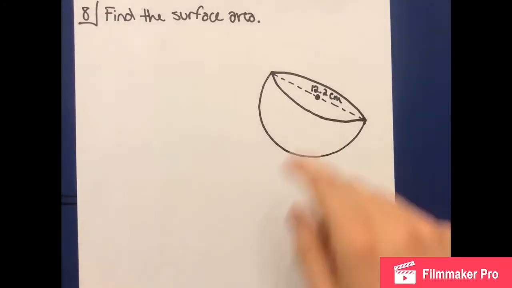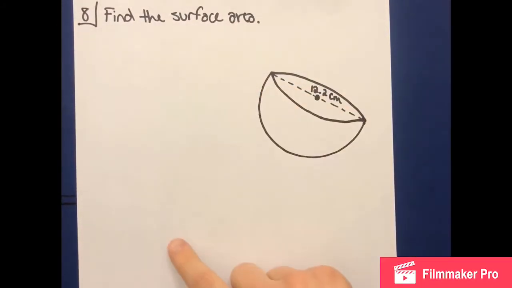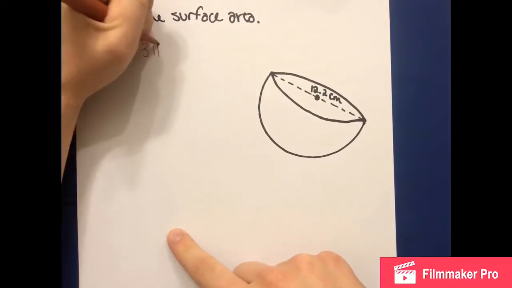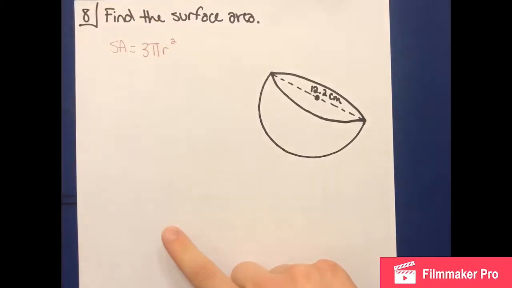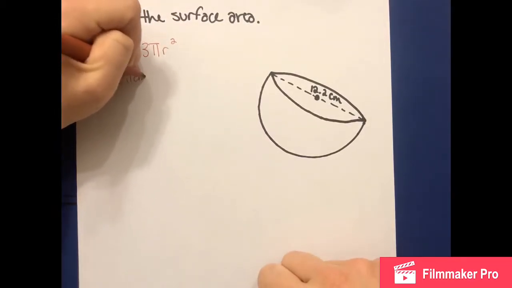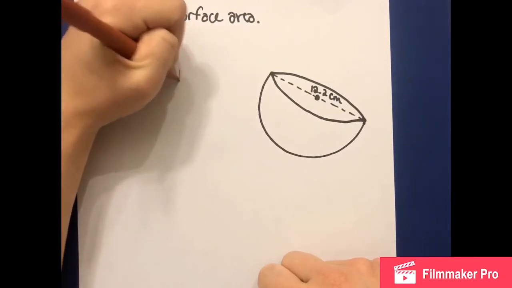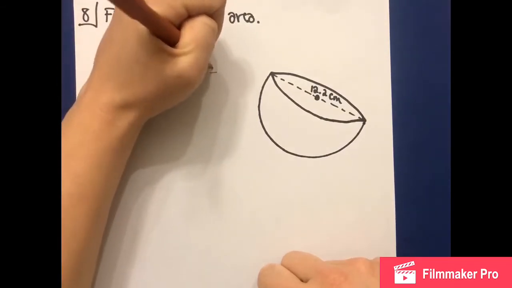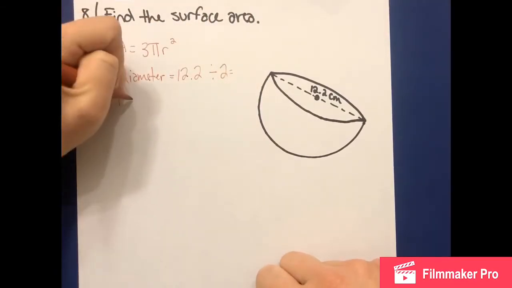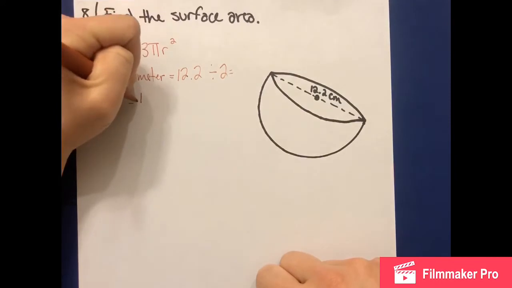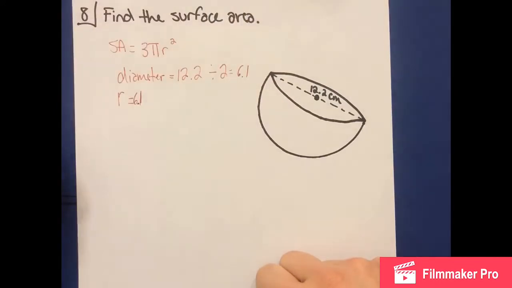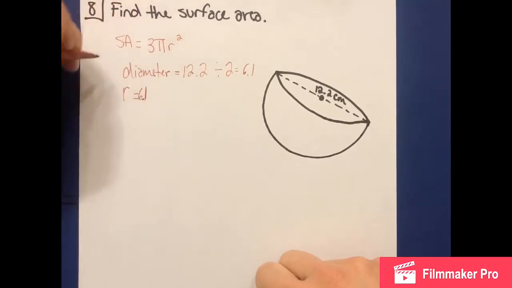Number 8, yet another hemisphere, but this time they want surface area. So I have surface area is equal to 3 pi r squared. Okay, we have a diameter is equal to 12.2. We know we want radius, so I'm just going to divide that in half. And that gives me a radius equals 6.1. I'm going to plug that into my surface area.